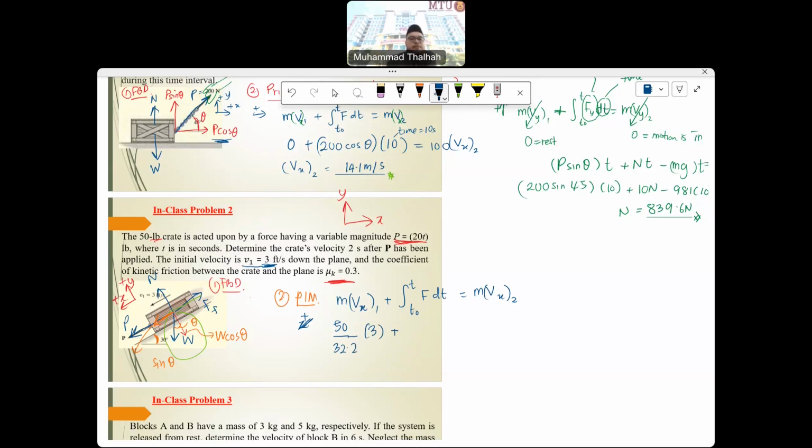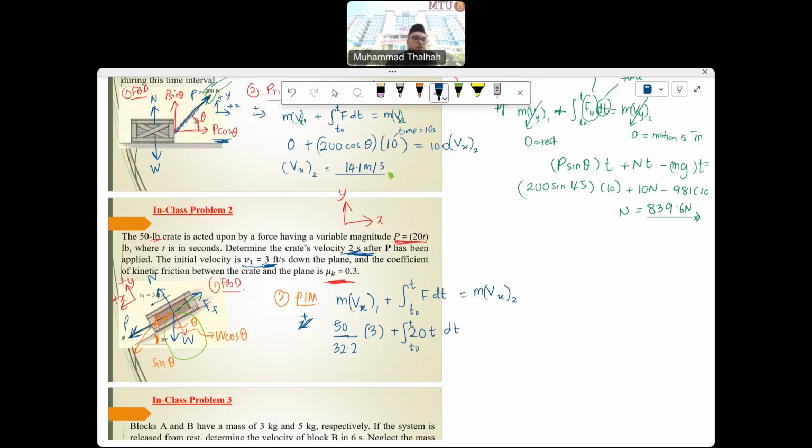We have P, right? P is in the positive direction, so it's going to be positive 20t, and you have to, like it or not, integrate it from t equals 0 to t equals 2 seconds, right? That will give you something. And then let's see, we don't stop there, right? We have P. What else?